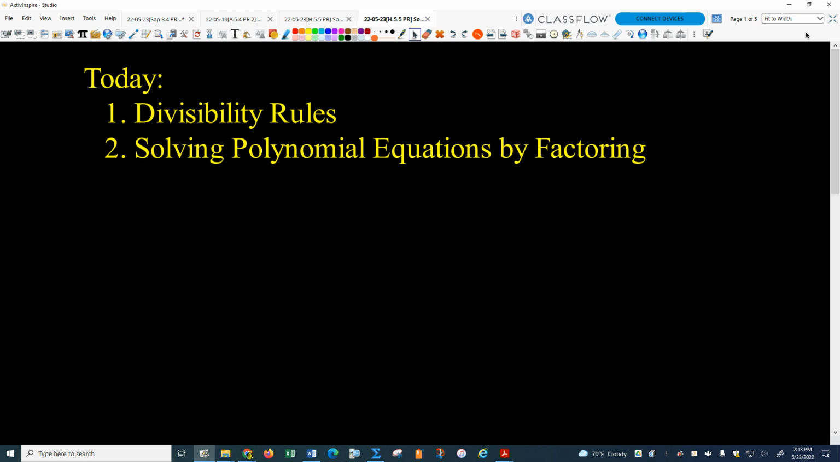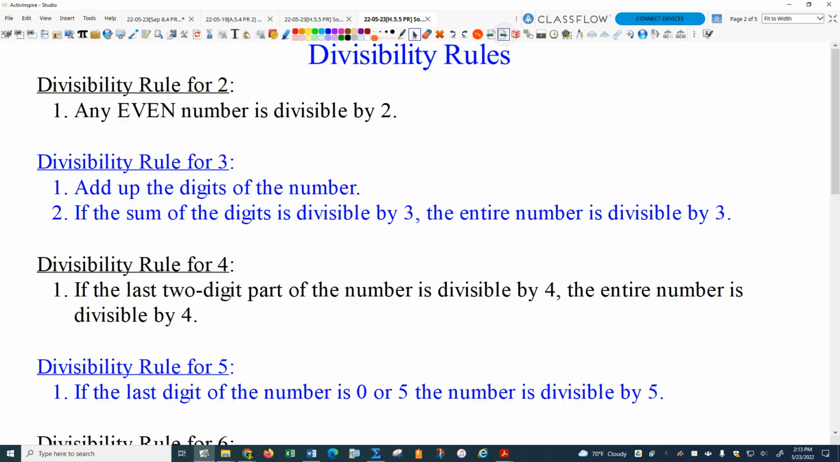There you go. And maybe there's one of them I'll show you, but the rest of them are pretty self-explanatory. And then the main topic of the day is, in preparation for the 5.5 practice, which is all the same stuff you've been working on, in a context. Instead of just factoring in a vacuum, you're going to be factoring to solve polynomial equations. So actually using factoring to do something, right? Okay, so divisibility rules.